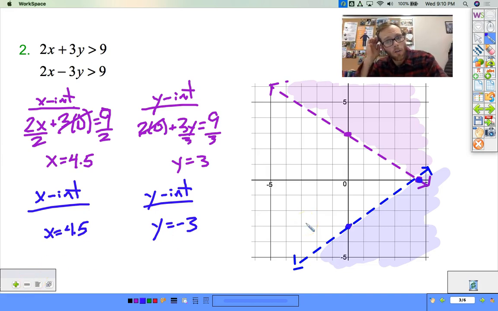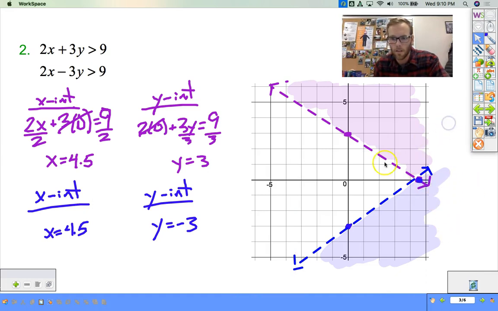So now, where is our solution? Where is the area that we shaded both times? Now be careful, this is hard to see because we're kind of running out of graph. It's this right here, isn't it? Okay.